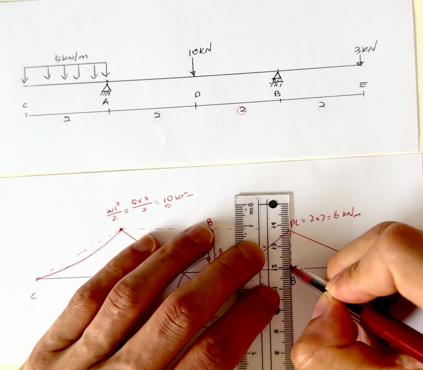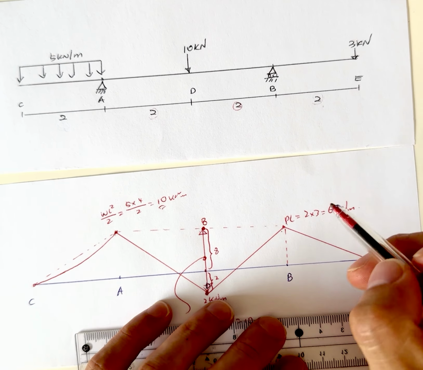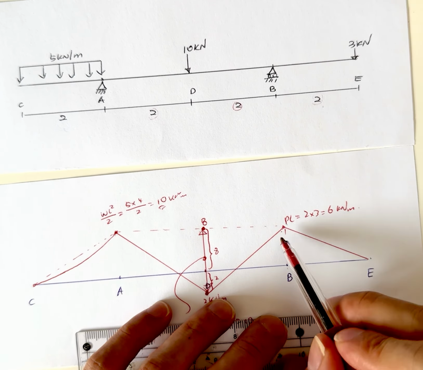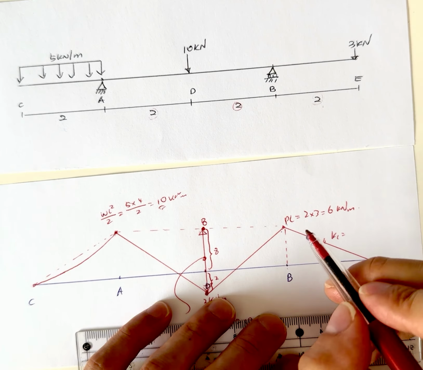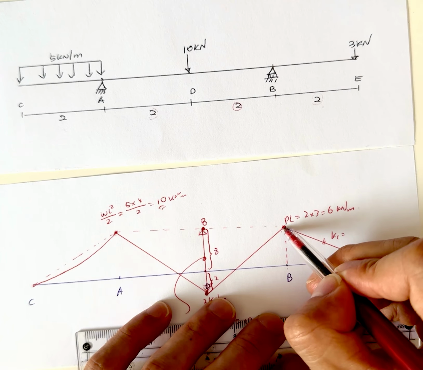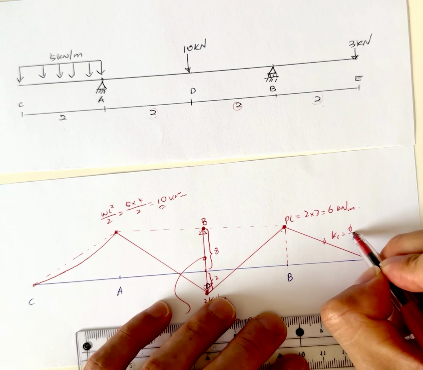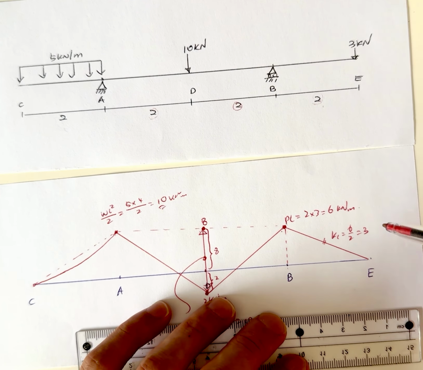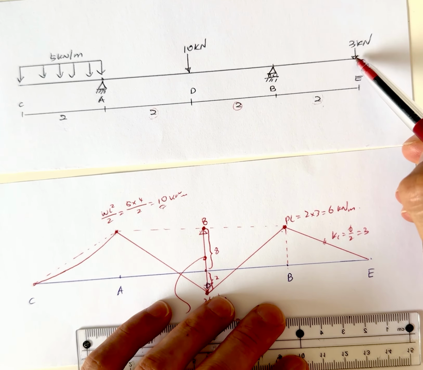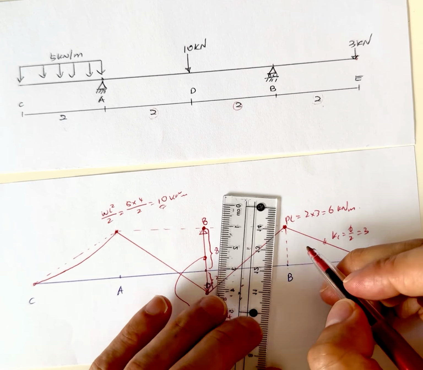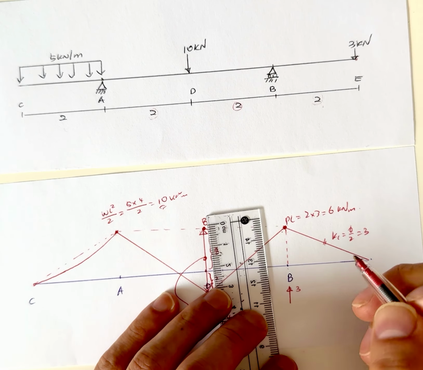To do this, we can use the slope method. Because we know from B to E, this triangle here, you've got a slope. Let's call the slope K1, which is your 6 kilonewton meters here, and your distance is 2. So this triangle slope is 6 by 2 equals 3, which is exactly the same as the loaded point at E, 3 kilonewtons. So we know for a fact that at the reaction B on the right hand side, there's 3 kilonewtons.